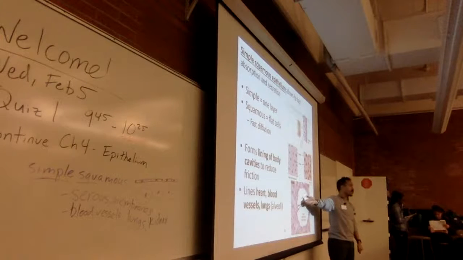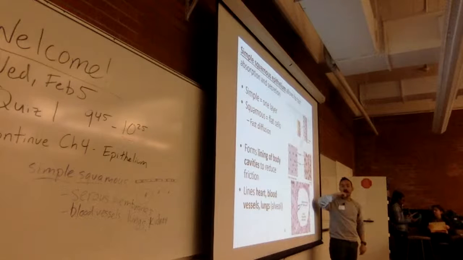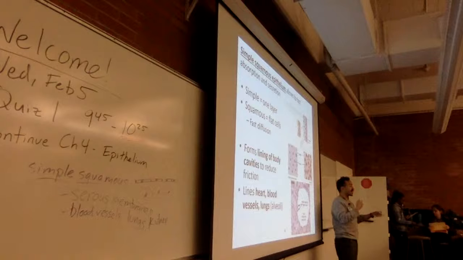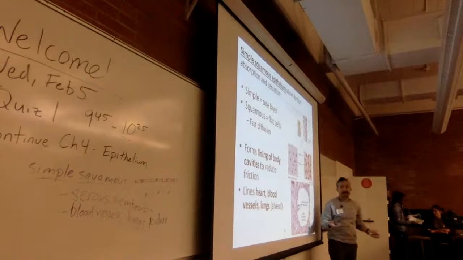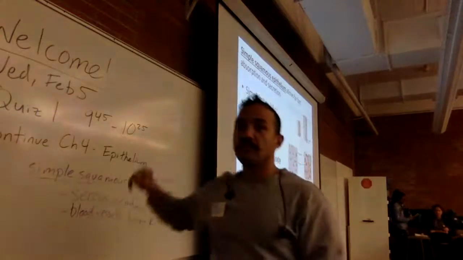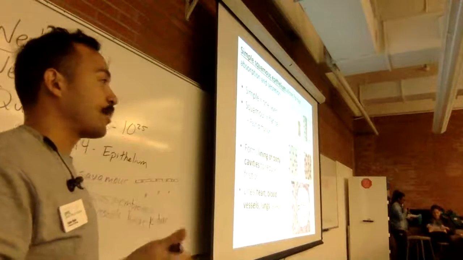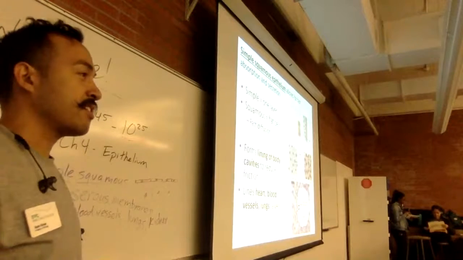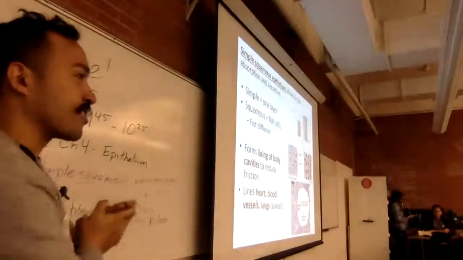Same with lungs. What are you exchanging? Air, oxygen, and carbon dioxide. And then in the kidney, you're trying to get rid of waste, so for filtration. So you need thin, flat cells either for reducing friction in cavities or for exchanging stuff, whether it's oxygen, carbon dioxide, wastes, nutrients, whatever. Questions on simple squamous?